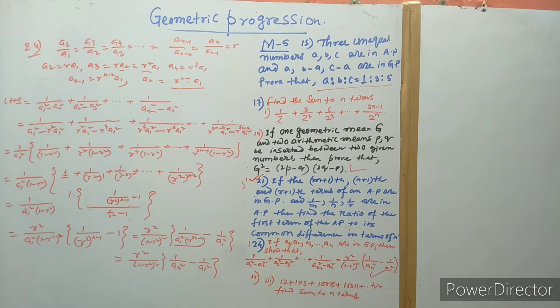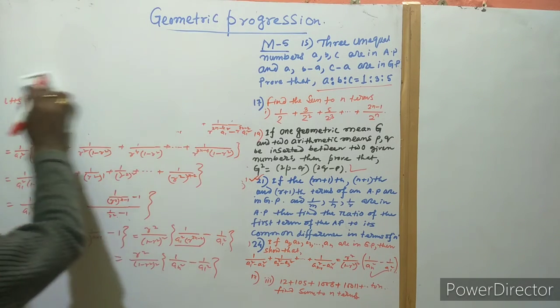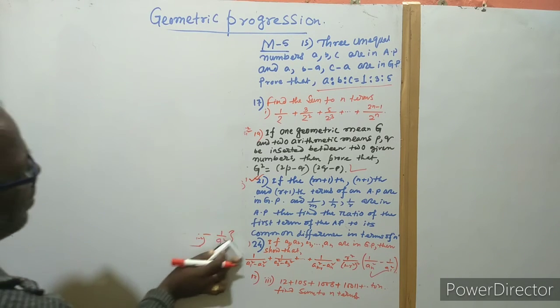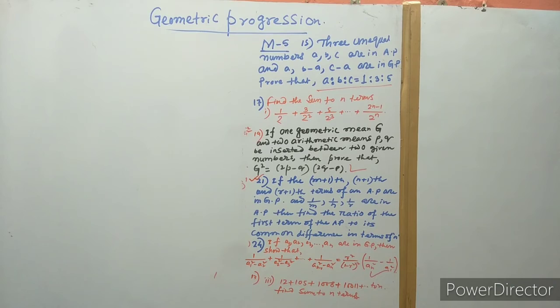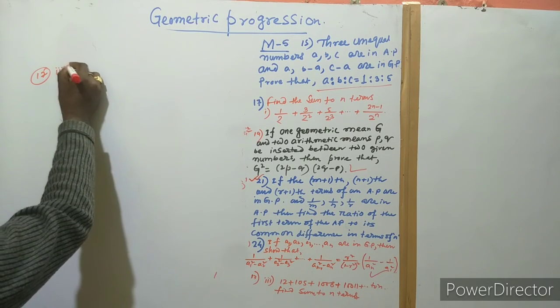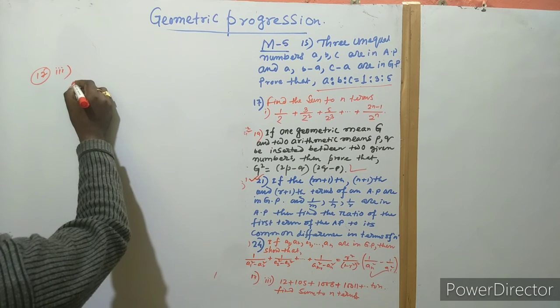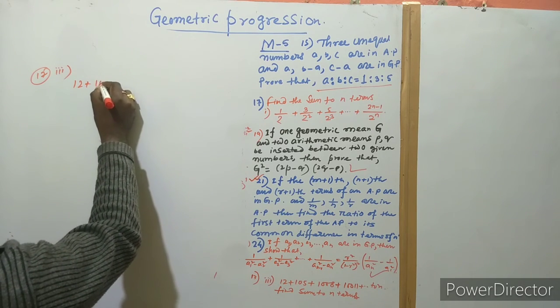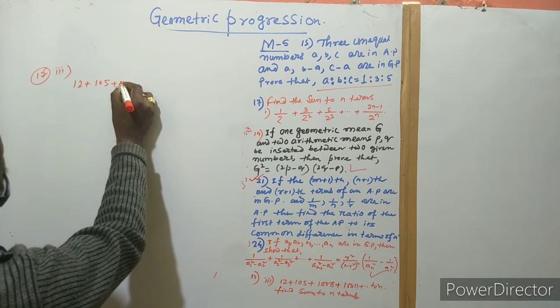Okay, and today the last question is 17. So see, the 17 part 3. Okay, and these all the problems are taken from the book of Yashindra. Okay, students, see.